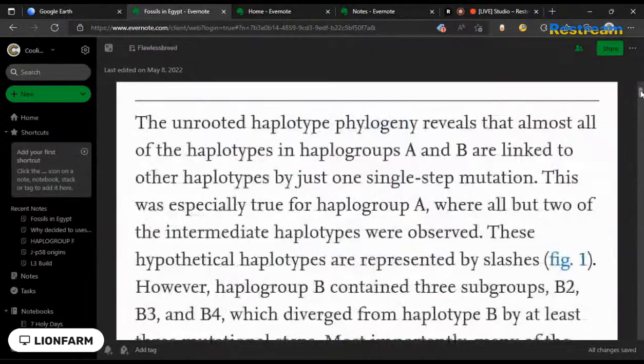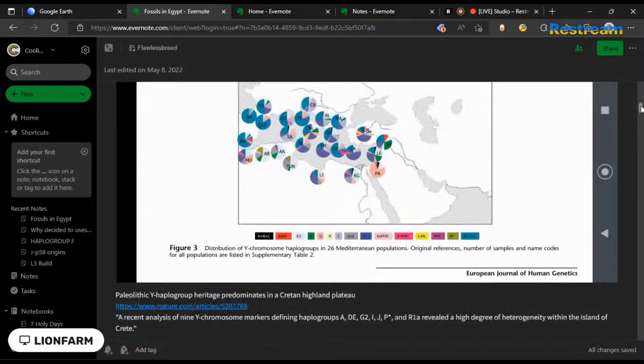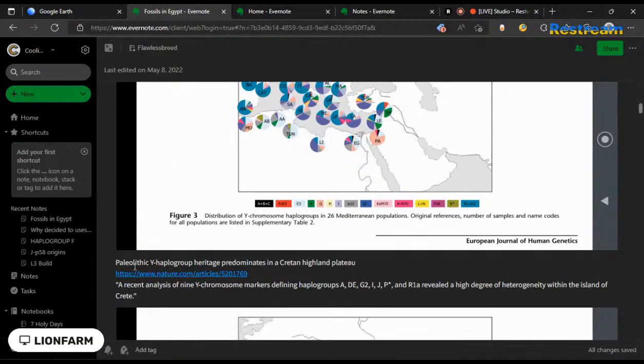So, very important: we know that A groups are going to be in the Levant, right? Here's a study we went over, the Paleolithic Y haplogroup heritage, right? Dominance in Cretan highland areas, pretty much. And we know that a lot of the A groups were settled in areas of Crete, and in areas of Africa and the Levant. So you can see some settlement areas of the Levant, and we talk about how those are going to be the Hamitic lineages.